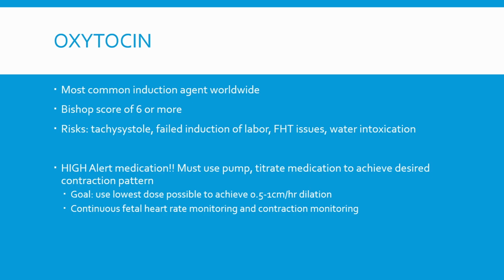So if our patient has a Bishop score of 6 or more and her cervix is favorable, we can start off with our big gun, the most common induction agent used worldwide, and this is oxytocin. This is a medication we give through an IV that stimulates contractions. There are risks with this. Since we're stimulating contractions, we might stimulate too many and cause tachysystole.